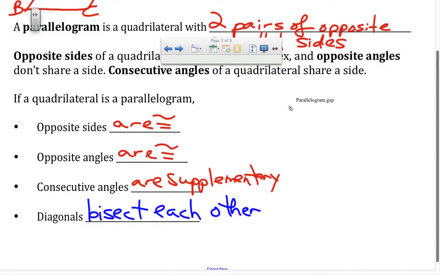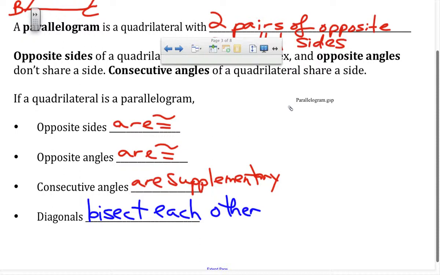Does that mean that the diagonals are congruent? No. Can someone rephrase that statement, diagonals bisect each other, in plain old teenage speak? How would you explain it to someone that isn't here today? What would you tell them about the diagonals? Without using the word bisect. Okay, they cross each other.